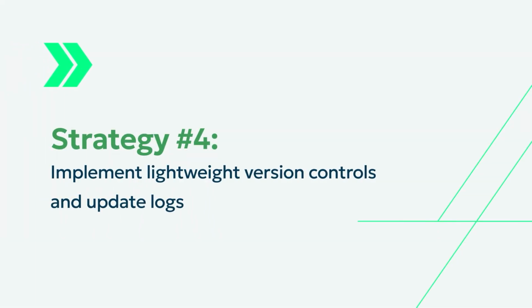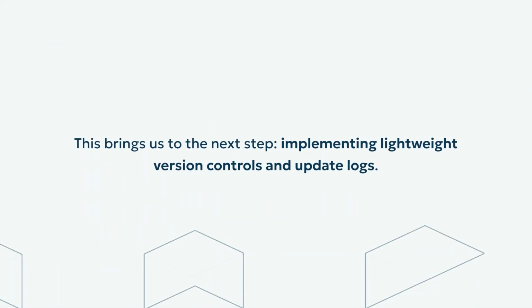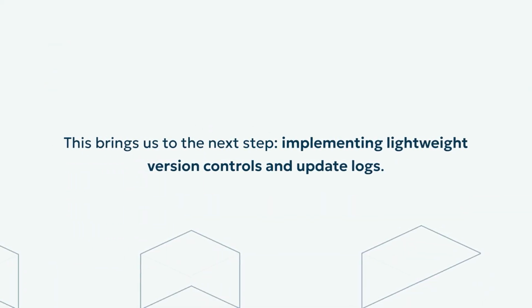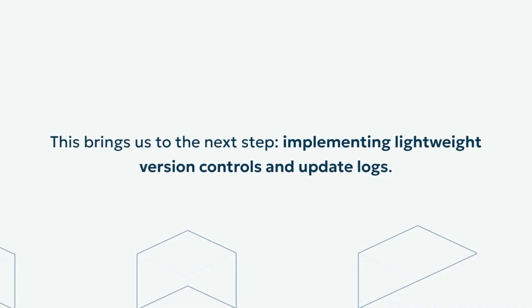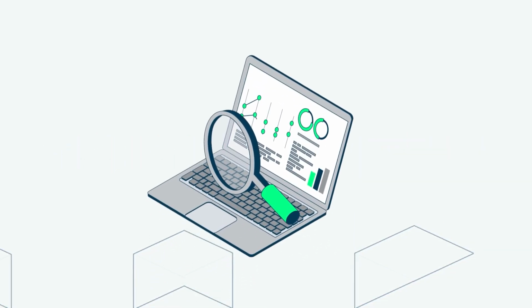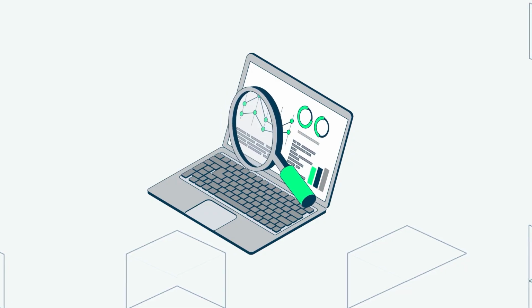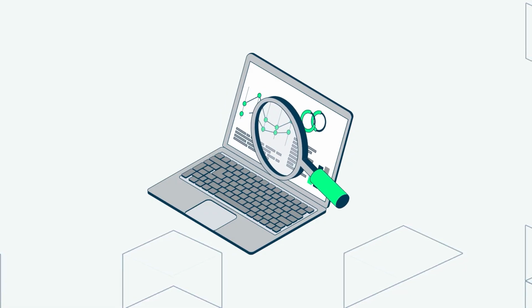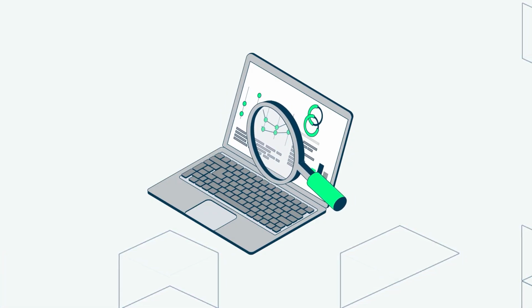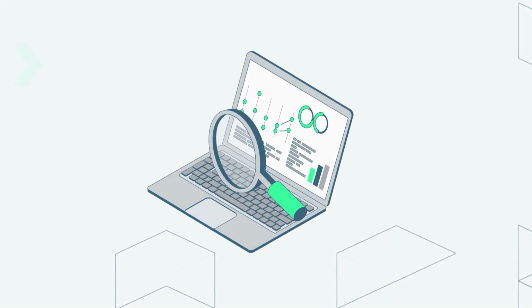Strategy number 4. Implement lightweight version controls and update logs. This brings us to the next step: implementing lightweight version controls and update logs. As tips evolve, stewards should maintain lightweight version controls and update logs to indicate major, minor, or corrective changes.